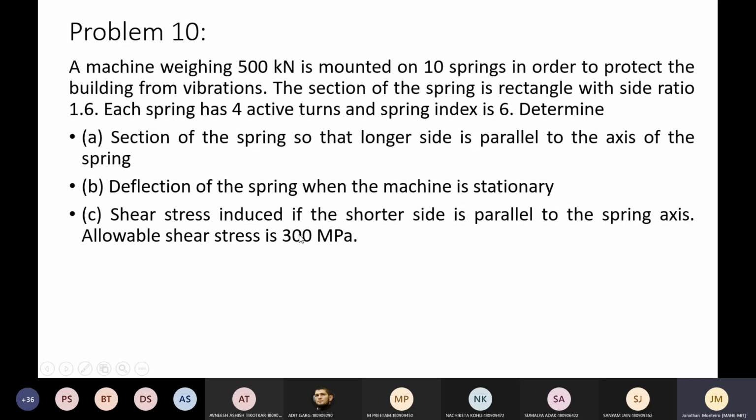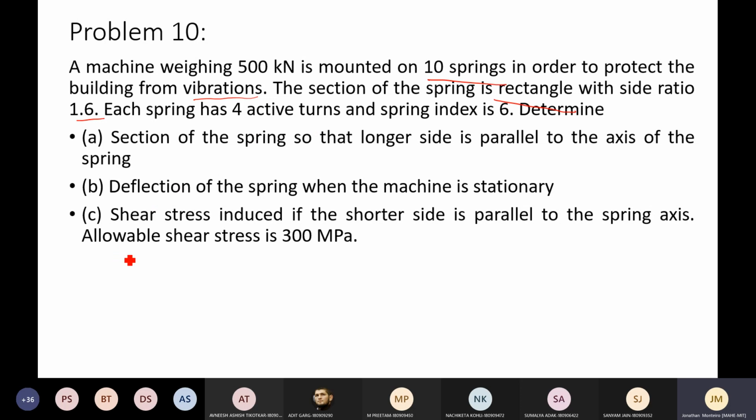Okay, let us come to the definition of the problem. It is about a machine that is weighing 500 kilonewtons mounted on 10 springs. This is used for vibratory purpose, to protect the building from vibrations. The section of the spring is a rectangle, side ratio 1.6. Each spring has 4 active turns and the spring index is 6.